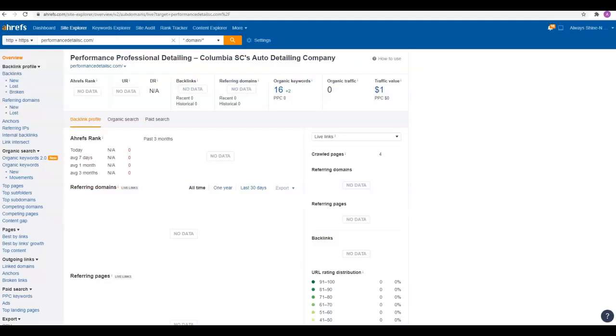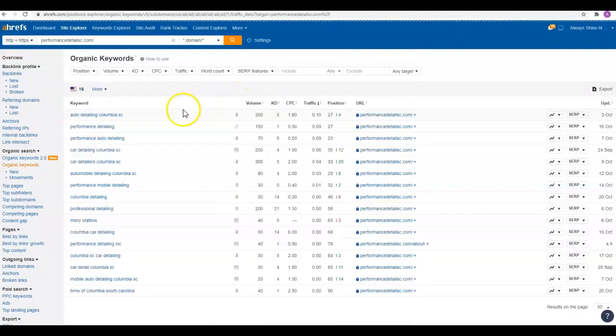We use a tool called Ahrefs to really break down the sites. You're currently showing up for 16 keywords. Auto Detailing Columbia SC. There's 200 people a month searching that, but you're in the 27th position. You're getting 0.1 visits a month, which means one guy about every 10 months is finding you for that keyword out of 200 people a month that are looking for it. Performance Detailing, that's the name of the company, so those people already know who you are. The fact that there's 150 people a month searching that keyword is great, but those people know who you are and they're looking for you.